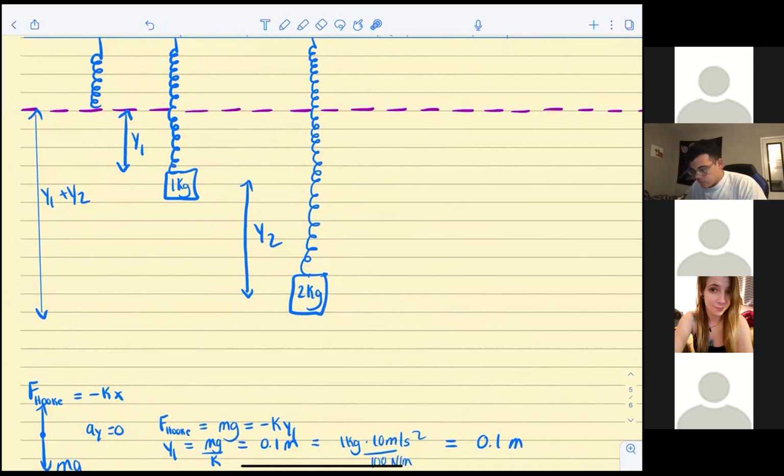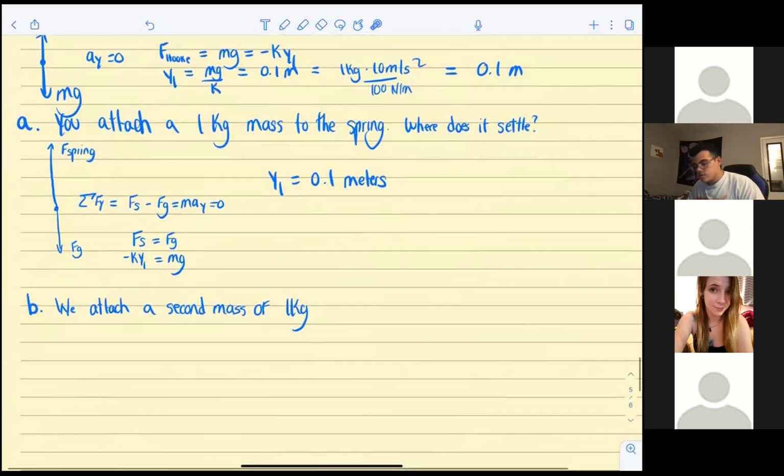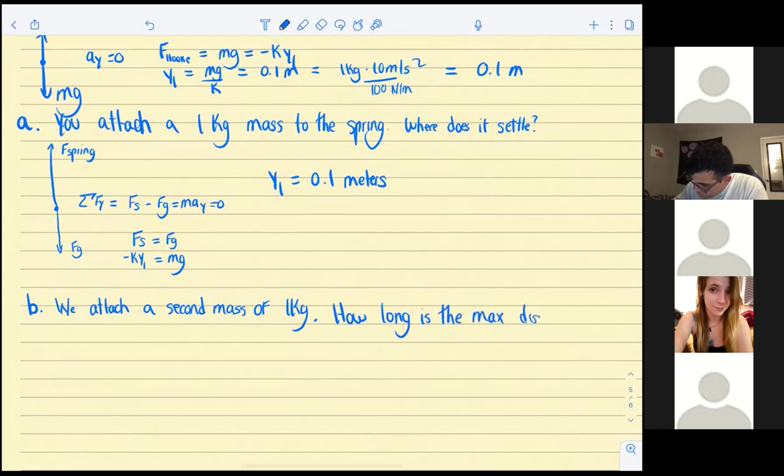So now what we want to find out is we don't want to find out where it settles. We want to find out what's the lowest it'll go. So how low can you go? How low is the maximum displacement of the mass? Now, the reason we phrase it that way is because remember, eventually it's going to go back and forth, up and down, and it's going to settle at some height, right? And don't worry, that's part B.